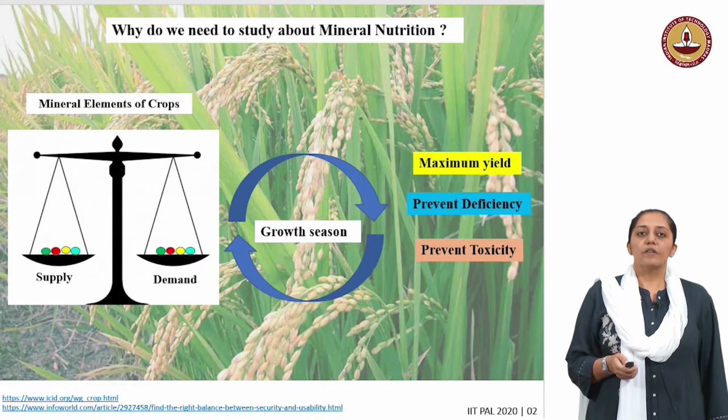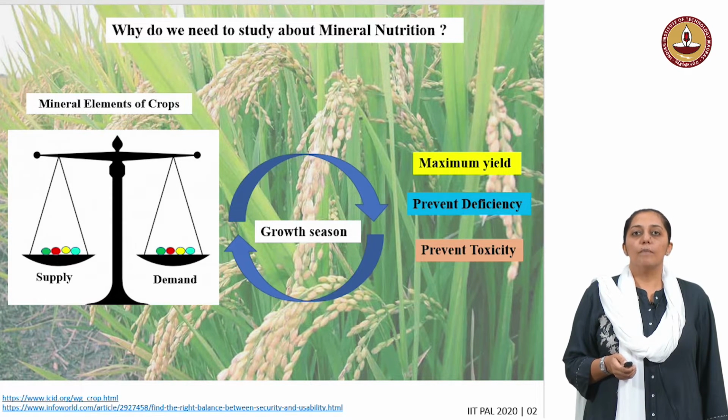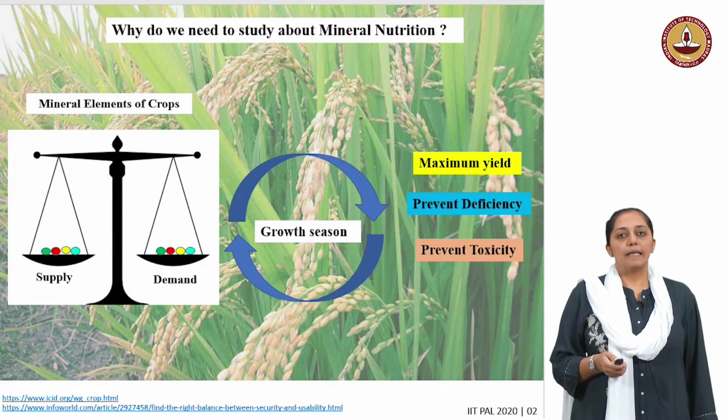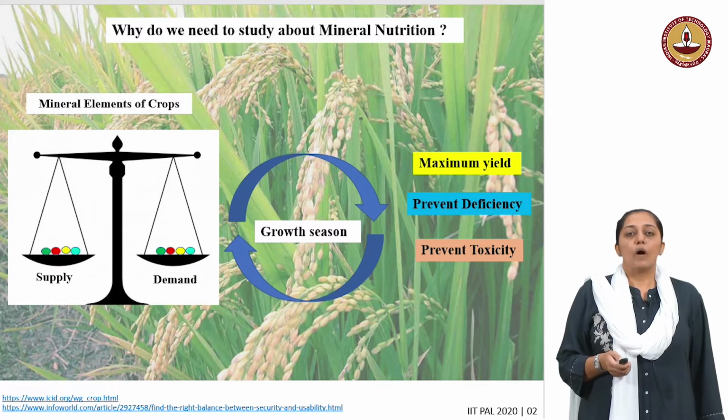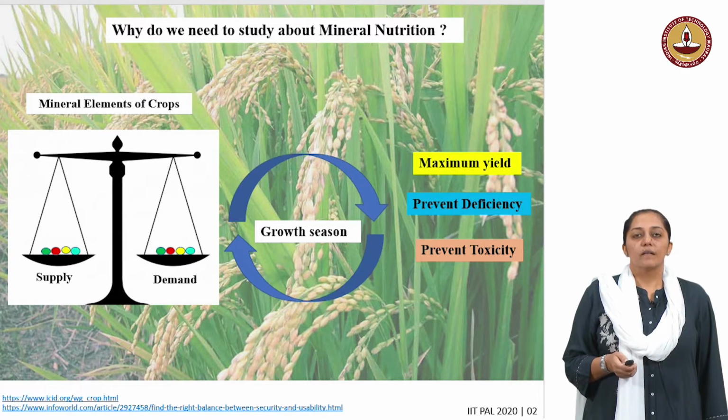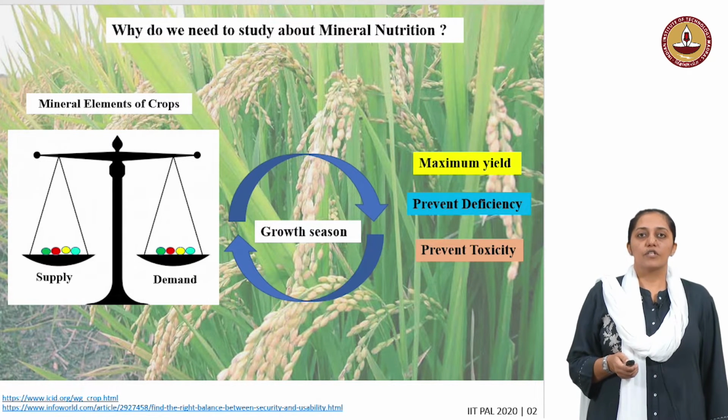So in agricultural practices, in order to obtain maximum yield of crops, it will be essential to match the crop's mineral elements supply and demand throughout its growth period, so that we can achieve maximum yield and prevent any kind of nutrient deficiency or its toxicity which can hamper the growth of the plant.